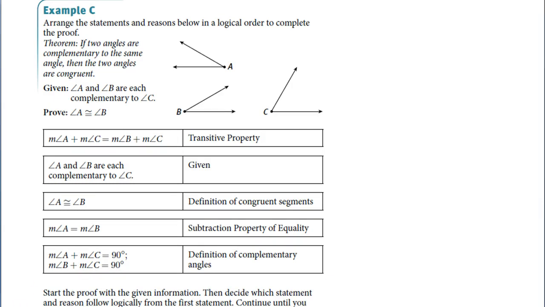Here's example C. Arrange the statements and reasons below in a logical order to complete the proof. What we're trying to prove is this theorem. If two angles are complementary to the same angle, then the two angles are congruent. Given information is angle A and angle B are complementary to angle C. Then let's prove that angle A is congruent to angle B. Here are some drawings to assist us.